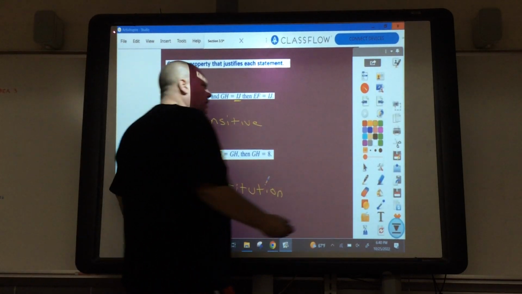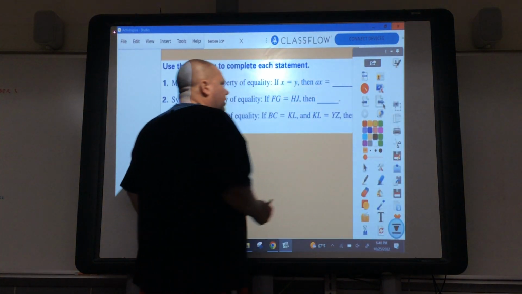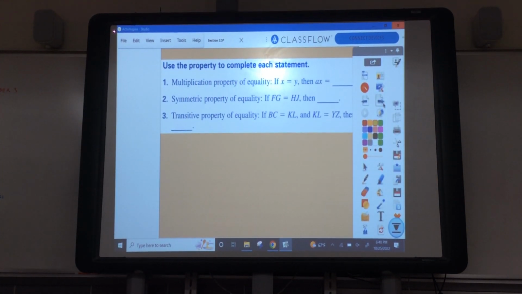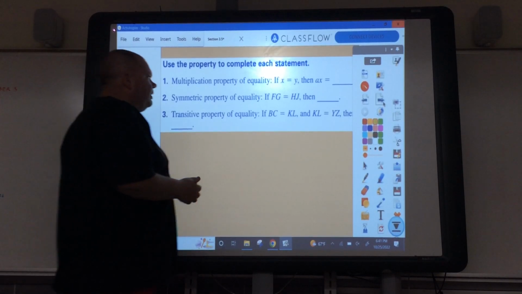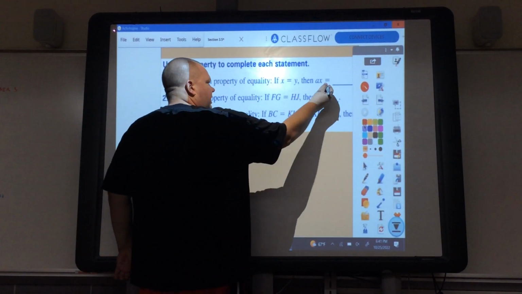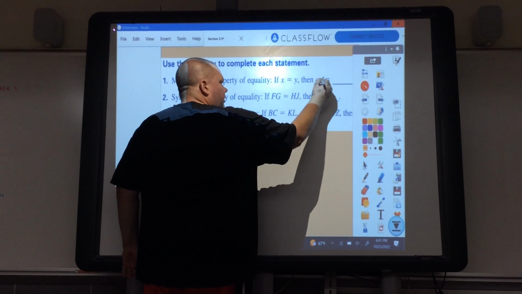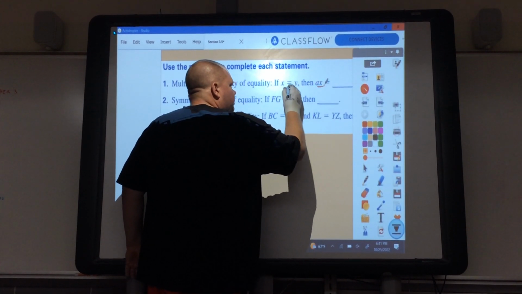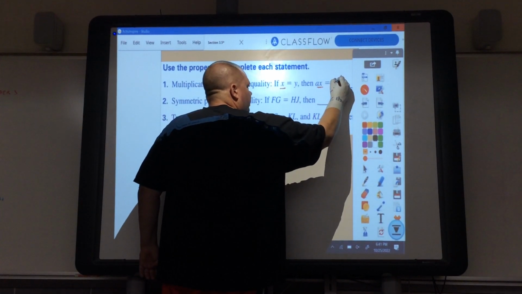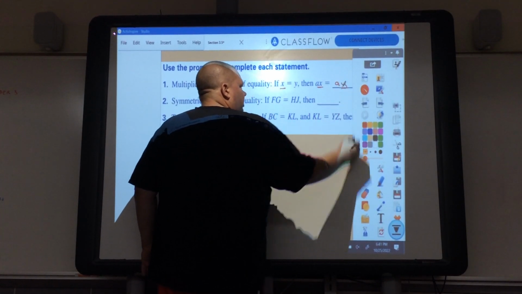And that's really going to be a lot of the focus of the homework tonight. There'll be a couple other things that are going to happen. We want to use the property to complete each statement. The multiplication property of equality says if x equals y, then ax has to equal. And what we're looking for here is just the difference between these two pieces. From x to ax, here's multiplying both sides by a, so you get ay.